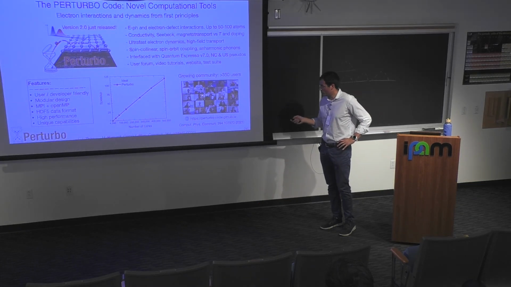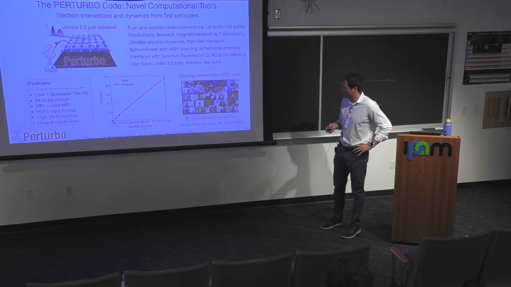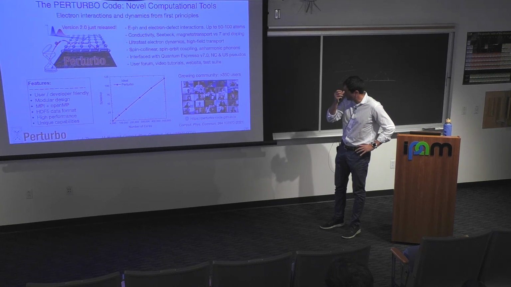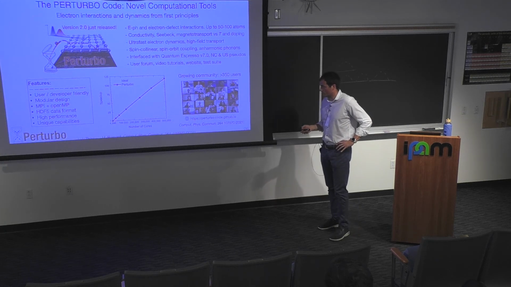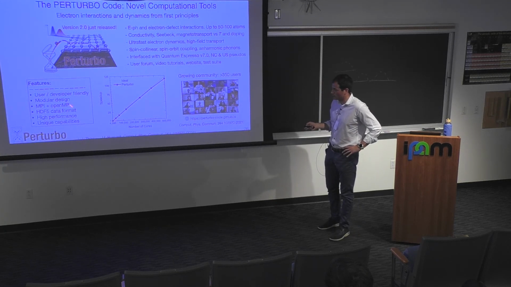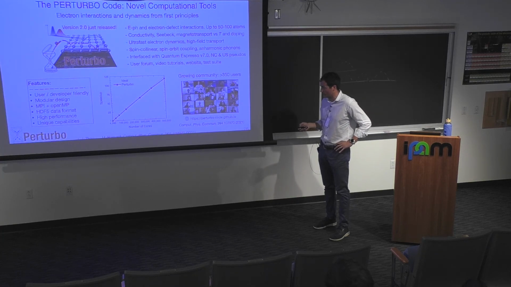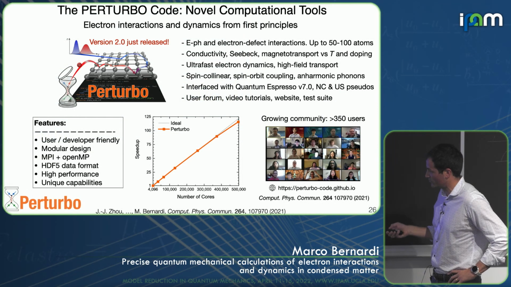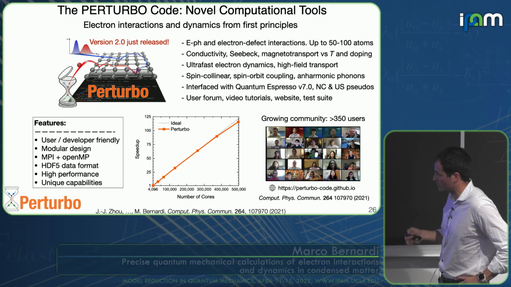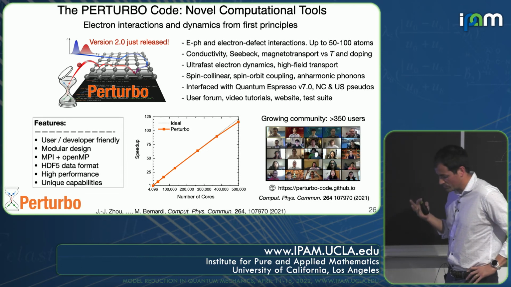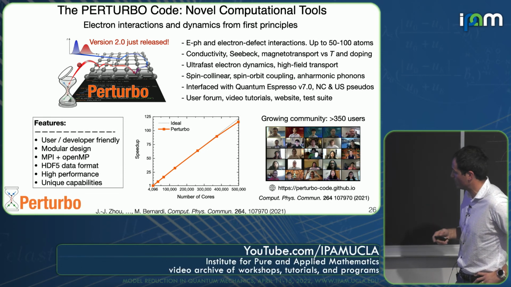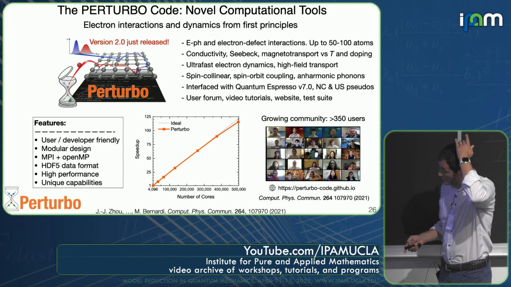We have a relatively large user community. We now have over 350 users. And one of the aspects that make this code particularly appealing is that we've tried to develop it with modern standards of software engineering. For example, it's heavily parallelized, so it scales favorably up to millions of cores. It's also very easy to use, and we keep improving and expanding its capabilities. And so if you're interested in these topics, I would encourage you to download the code and try it out.